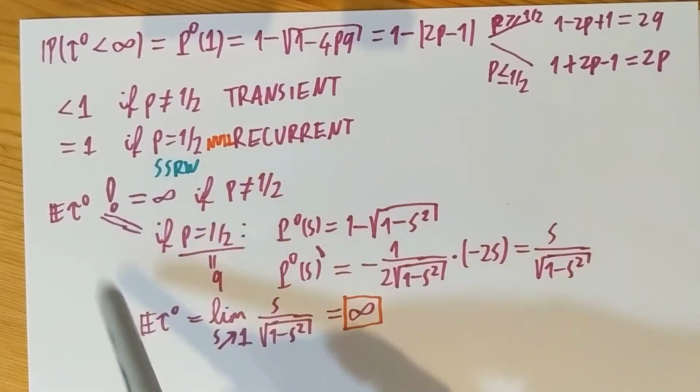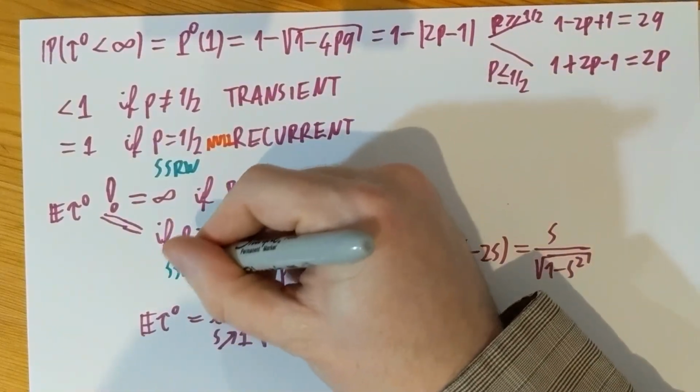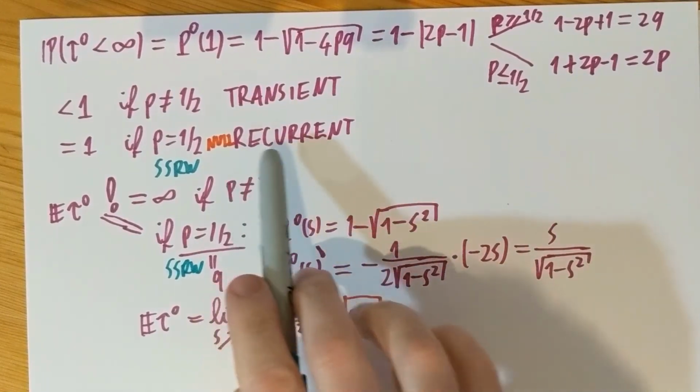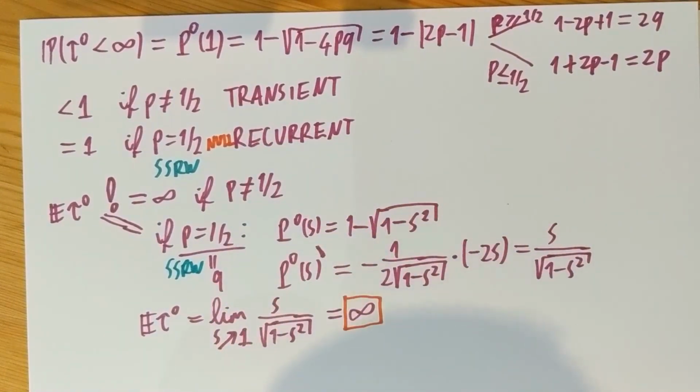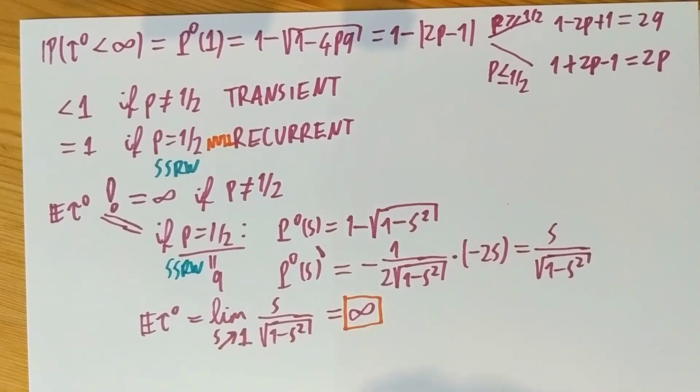Remember, all of this is simple symmetric random walk because p is 1/2, right? So all of that is simple symmetric random walk. Simple symmetric random walk returns to the origin almost surely with probability 1, but it takes an infinite expected time. And when it's not symmetric, when p is not 1/2, then it does not come back to the origin almost surely, it only comes back with a positive probability which is less than 1, and then it's called transient.